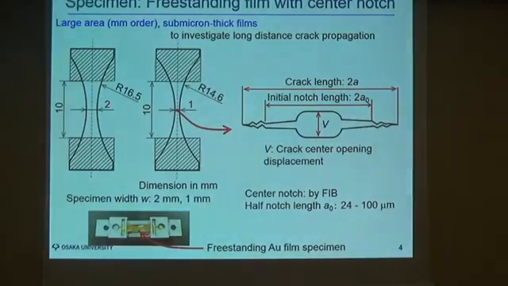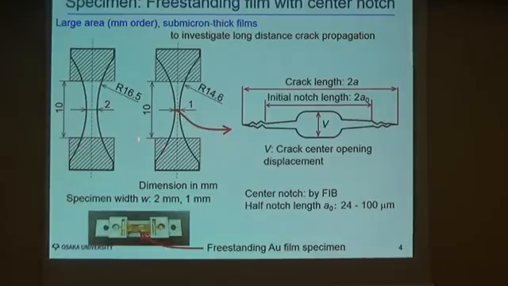In this study, we use freestanding and large-area specimens on the order of millimeters. The reason why we choose the large-area specimen is to investigate the long-distance, stable, or slow crack propagation of the film.